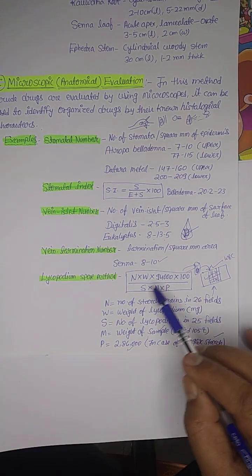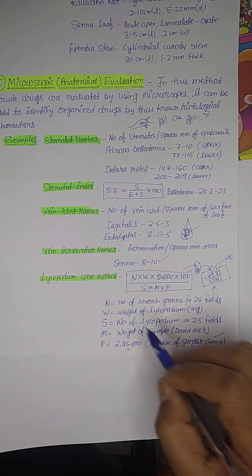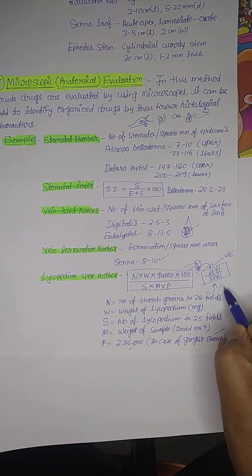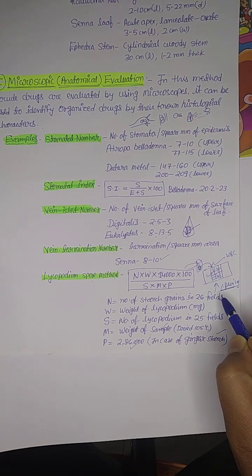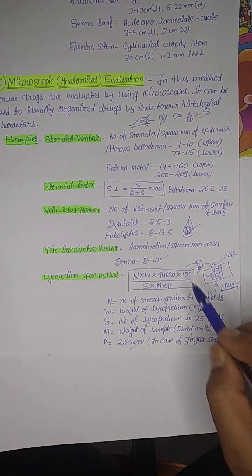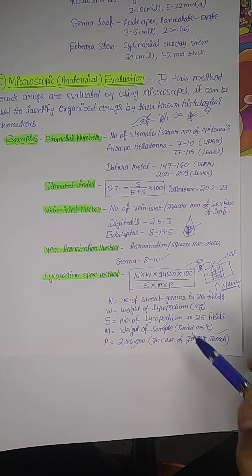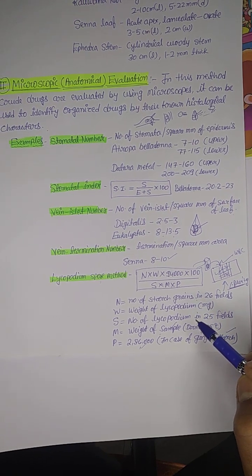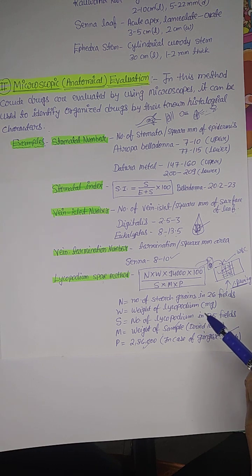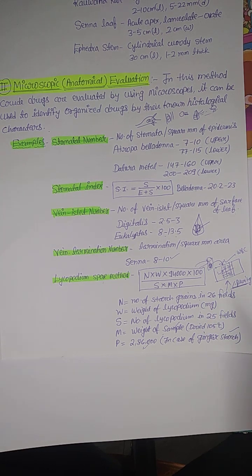Then you calculate this and you will get the percentage purity, right? That is the percentage purity of the particular drug, how pure the drug is. So by using the microscope we can determine this also, and we can ensure whether the given sample of drug is pure or not. Okay, so further we'll discuss in another video. Thank you all.